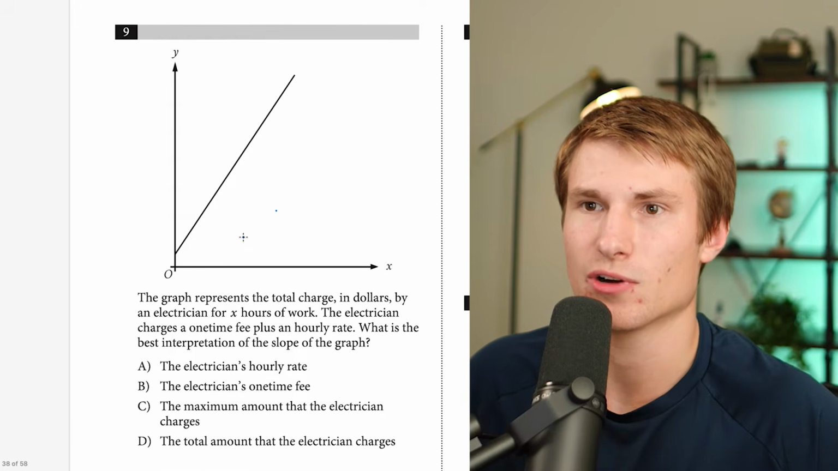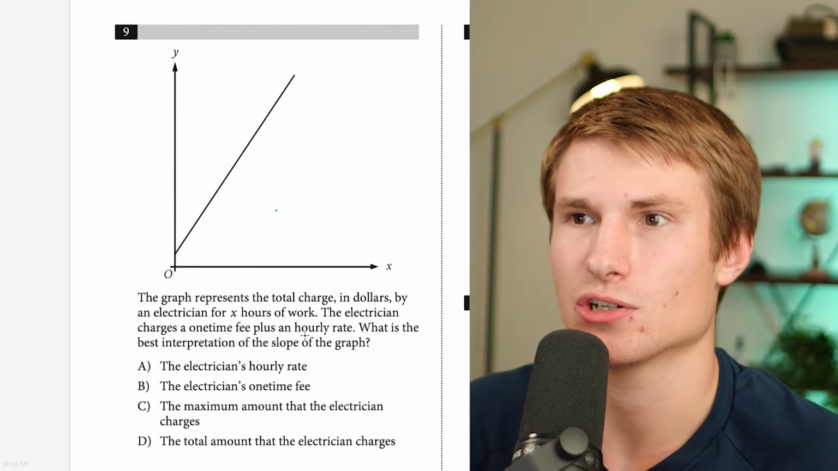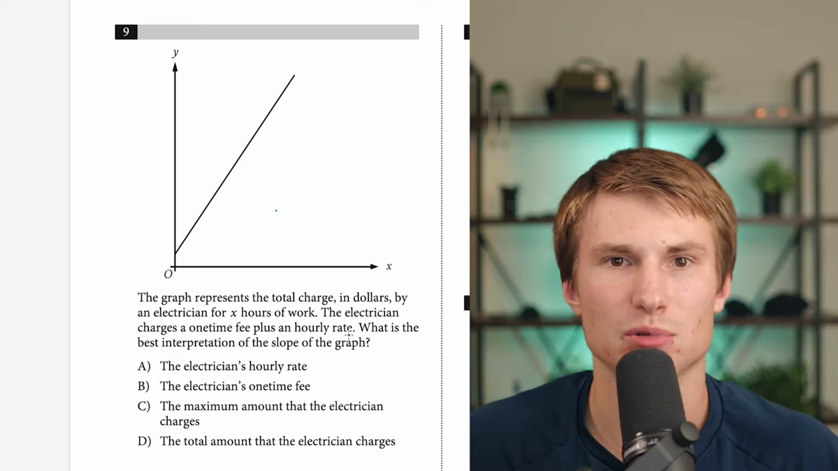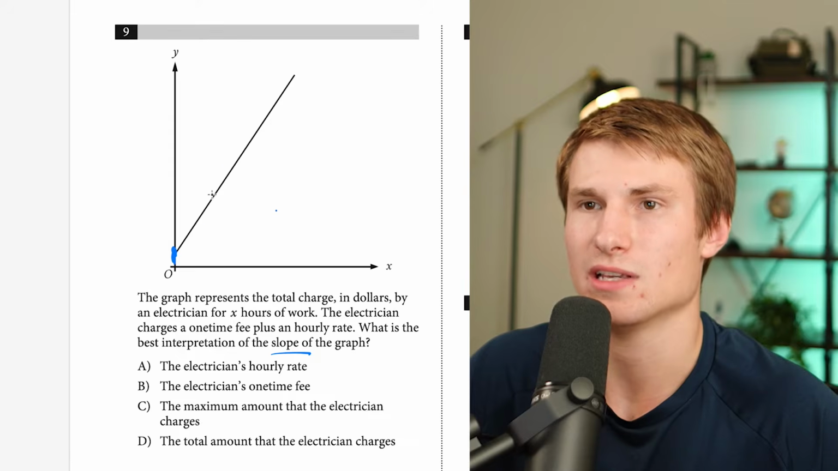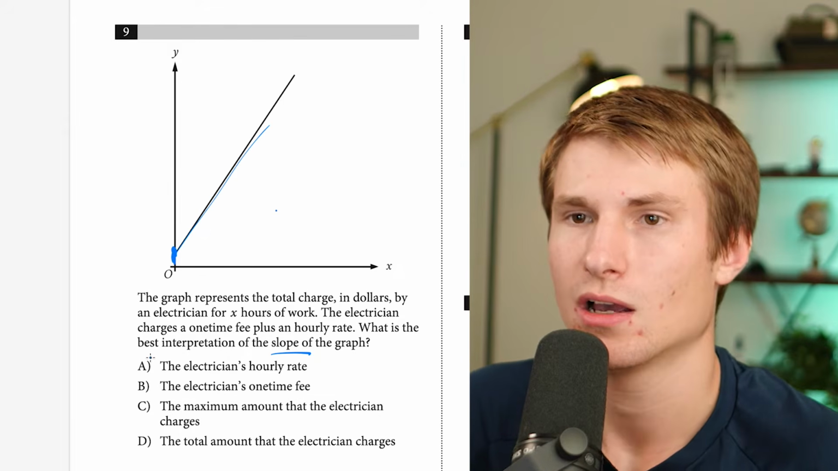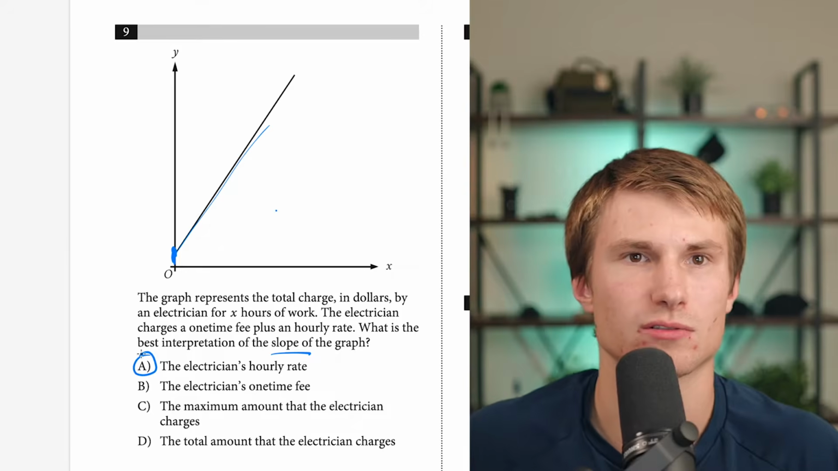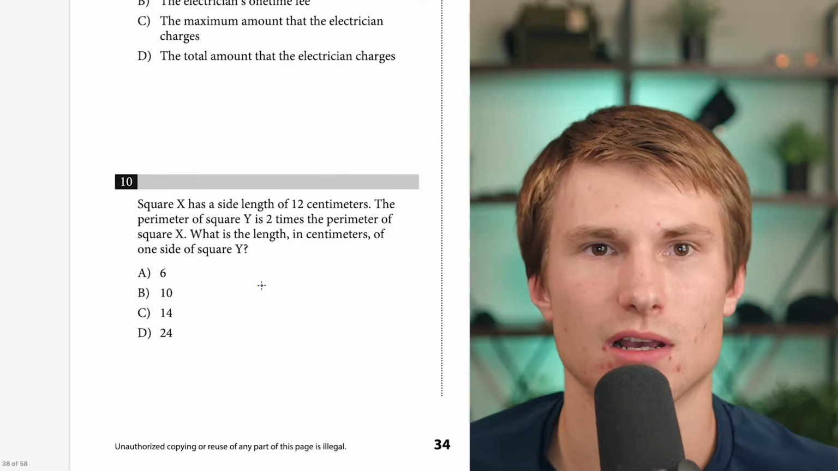All right, so we've got the graph represents the total charge in dollars by an electrician for x hours of work. The electrician charges a one-time fee plus an hourly rate. What is the best interpretation of the slope? Well, his one-time fee is represented by this y-intercept, and then the slope is the hourly charge. So if we look at our options, we have option A, the electrician's hourly rate. That is correct. That is what's represented by that slope. That's the variable cost that is dependent on the number of hours that the electrician works.